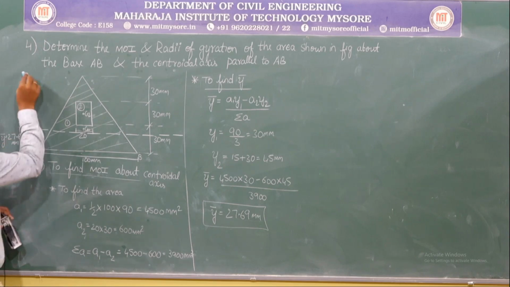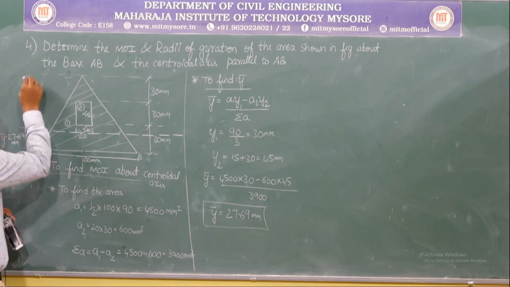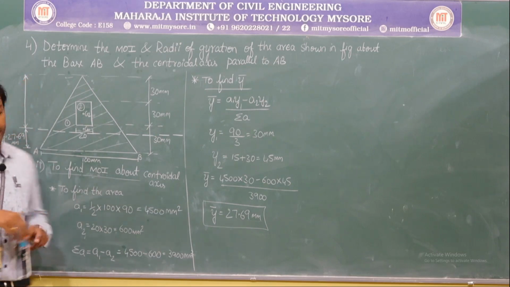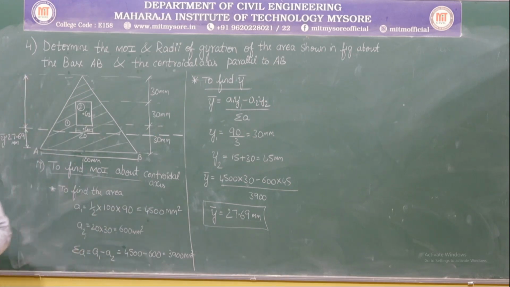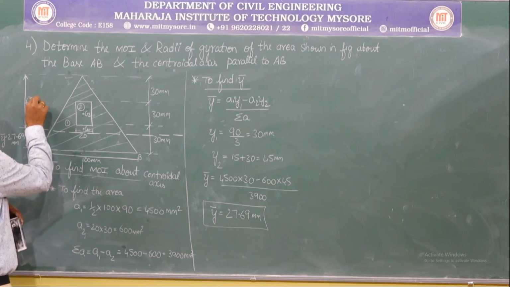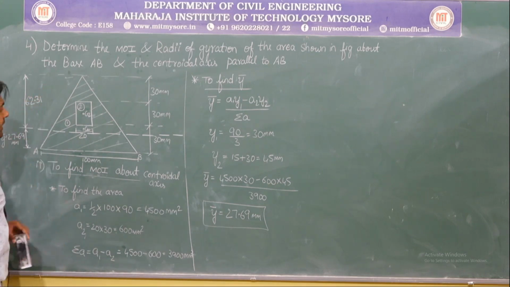Soon after getting this, let me mark the remaining distance. So what is this distance? 90 minus 27.69. Let me calculate it. 90 minus 27.69 is 62.31. So let me leave it as it is.